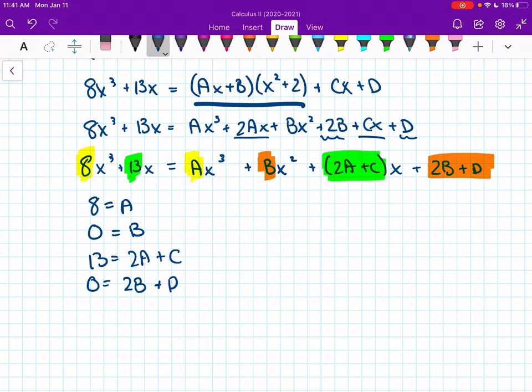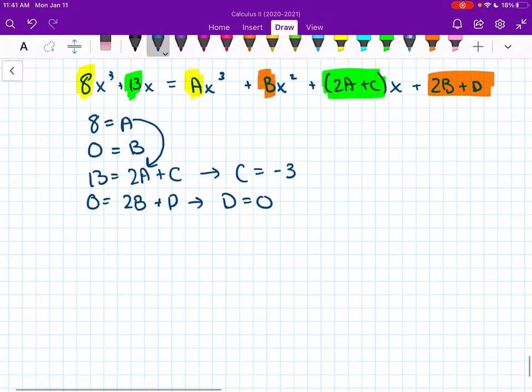And so getting all of this together, let's see here. So if b is 0, then that means d is also 0, to make that true. And then here, when I plug in the 8 for this a, I am going to get that c equals -3. So I have a is 8, b is 0, c is -3, and d is 0.